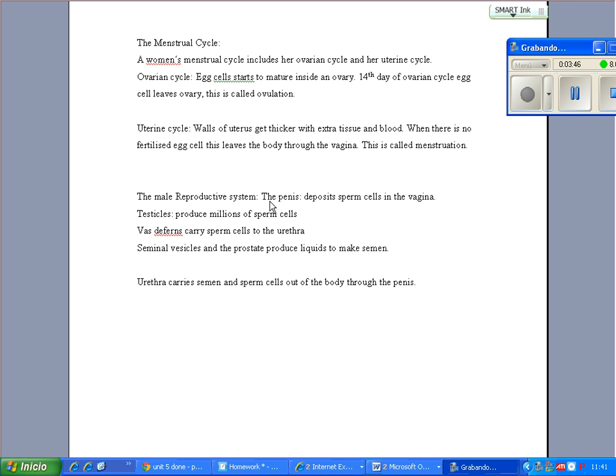The male reproductive system. The parts of the male reproductive system include the penis, which deposits sperm cells in the vagina; the testicles, which produce millions of sperm cells; and the vas deferens, which carry sperm cells to the urethra. The seminal vesicles and the prostate produce liquids to make semen. And the urethra carries semen and sperm cells out of the body through the penis.